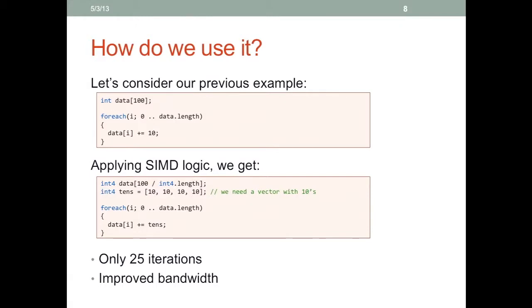So applying SIMD to a previous little example here, which we just iterate over 100 things and add some to them. If we apply SIMD logic, we can declare an array of int4s instead, which is instead of 100 elements, it's 100 elements divided by 4 long. And since SIMD needs to operate on other SIMD types, we need to declare a variable containing four tens. And then we can iterate over only 25 times instead of 100 times, adding four tens to each int4 at a time. So now we only have 25 iterations, and this improves bandwidth since it can work on 16 bytes worth of data at a time rather than just the 4 for an int. So that's good.